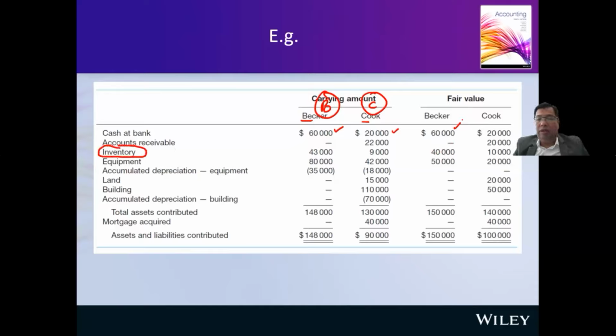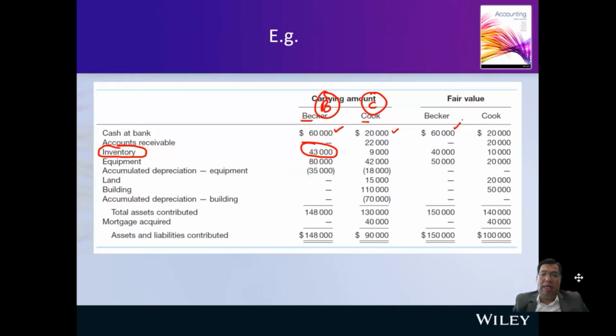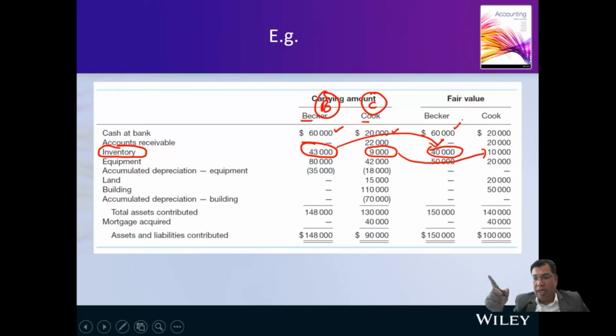But for inventory it might be different, because inventory is subject to the rule of the lower of cost and net realizable value. In Becker's account, the value of inventory is 43,000. When you look at the fair value of that inventory, you realize it is only 40,000. So we're going to use the fair value of the inventory. Whereas for Cook, even though his record says the value of inventory is 9,000, when we create the partnership, based on our assessment, the value of that inventory is 10,000. So we're going to record using the 10,000.